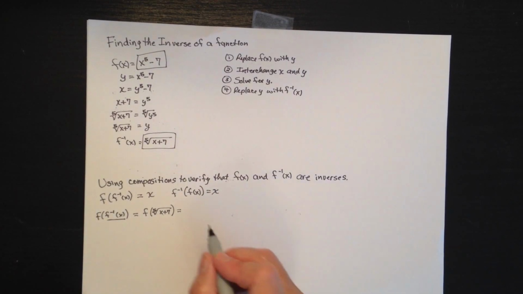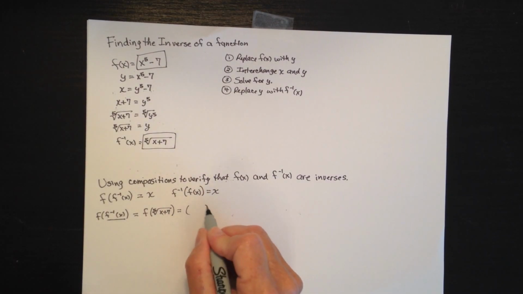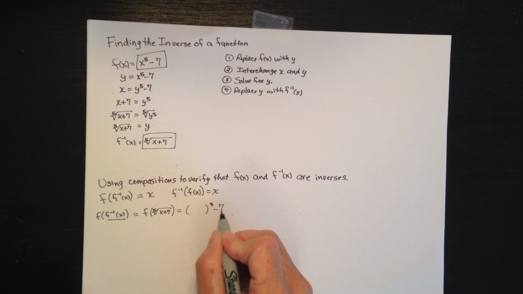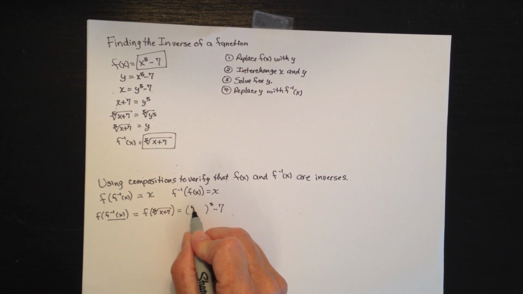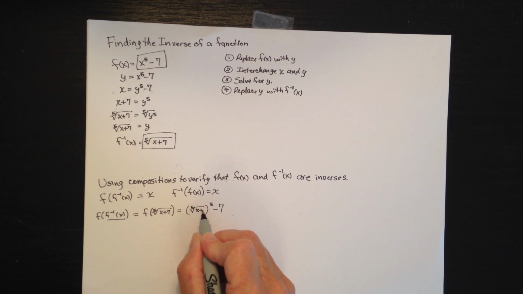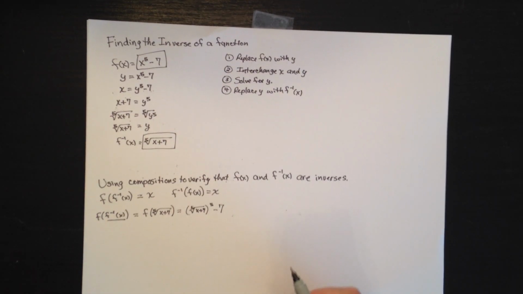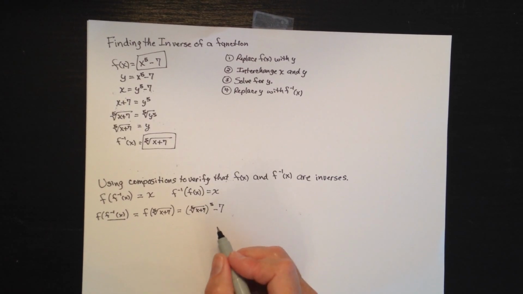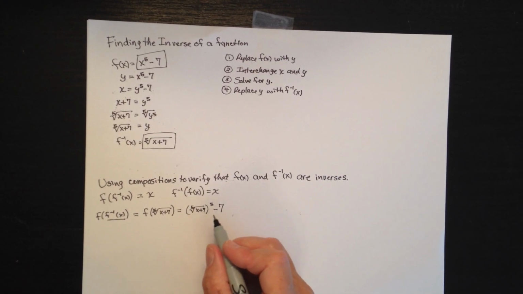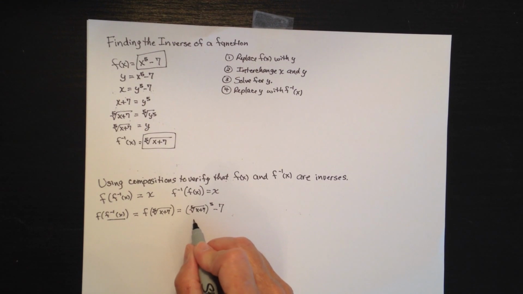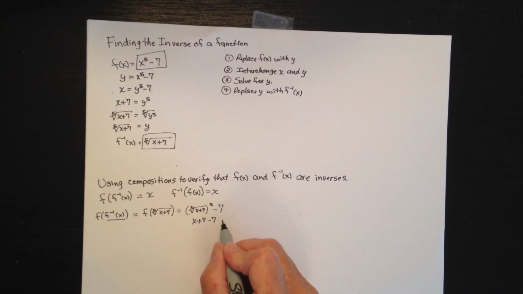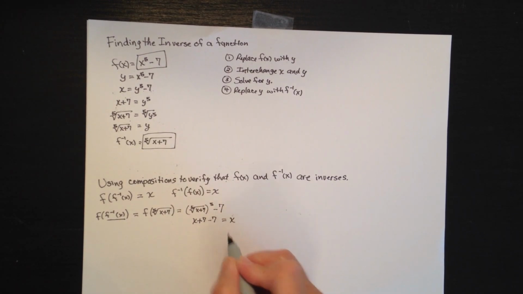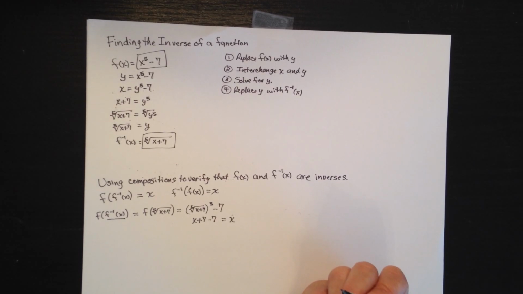So instead of x, I'm going to write something to the fifth minus 7. What I'm replacing x with is always found within these parentheses, so it's going to be the fifth root of x plus 7. Then we evaluate this. The fifth root of x plus 7, to the fifth, or the fifth root of something to the fifth, is just that something. So in this case, x plus 7 is what is left. So we have x plus 7 minus 7. 7 minus 7 is 0, and we get back x. And so that part worked out very nicely.